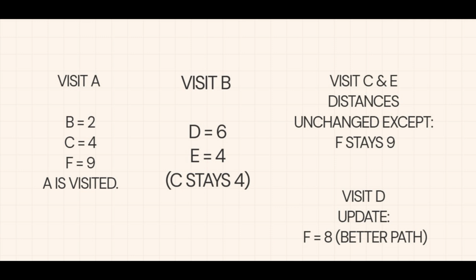Visit D. Distance is 6. From D, F becomes 8. This is better than 9, so we update F. Mark D as visited. Finally, visit F. Distance now is 8. No more updates, so we can mark F as visited and the algorithm ends.